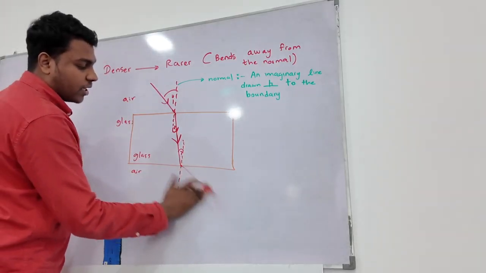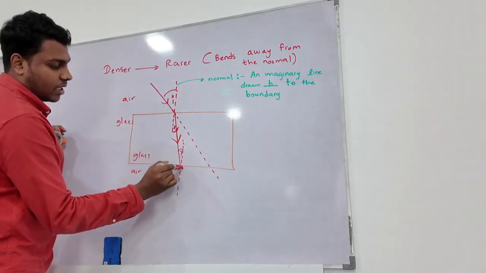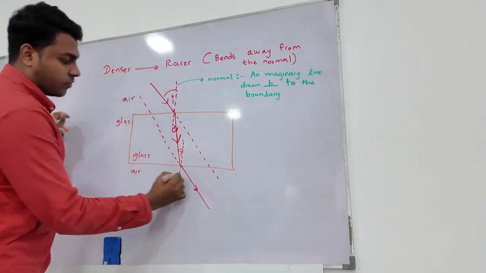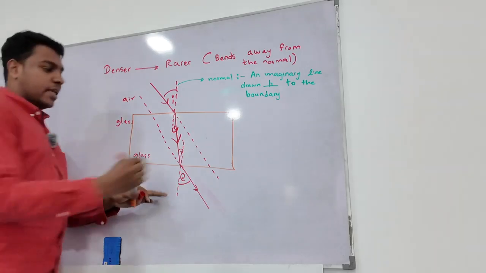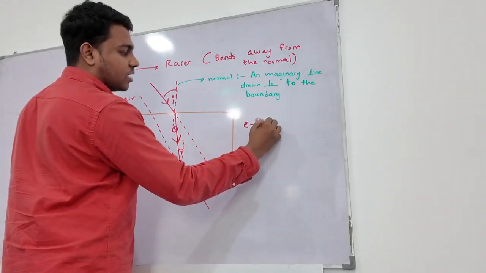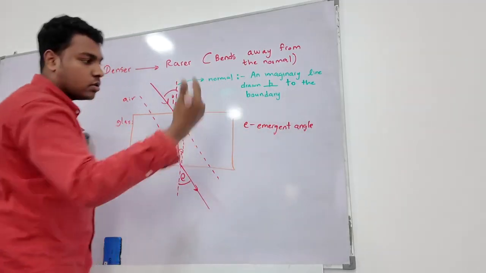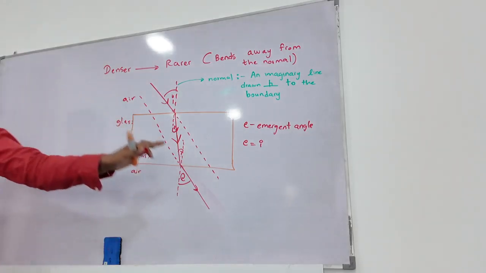But remember, when drawing this second line, it has to be parallel with this line. Parallelly. Is it clear? Because why? This angle should be equal to I. This is called the emergent angle, because the ray is emerging out. E will be equal to I. That is why this ray is parallel.